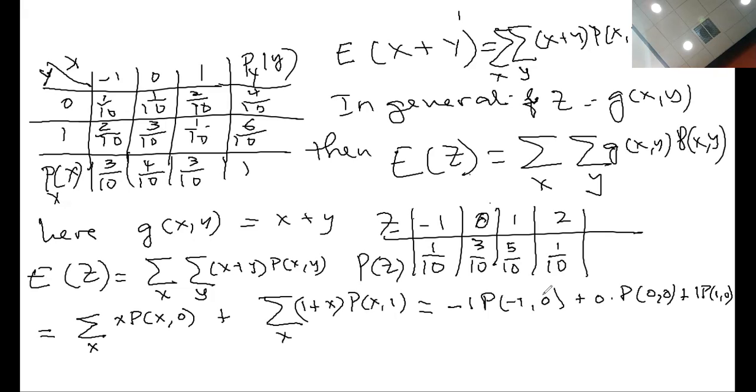So I will be adding like that. This is for y equals to 0. Then I will add the second one, which is for y equals to 1. For y equals to 1 will be plus x equals to negative 1, already having. X equals to negative 1 will be, let me write it here, minus 1 p of negative 1, 1 plus 0 p of 0, 1 plus 1 p of 1.